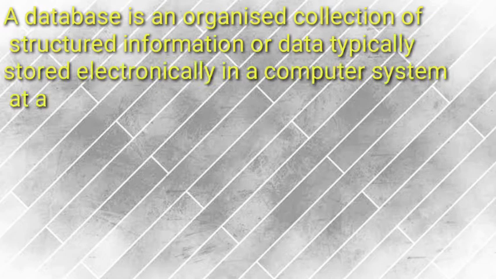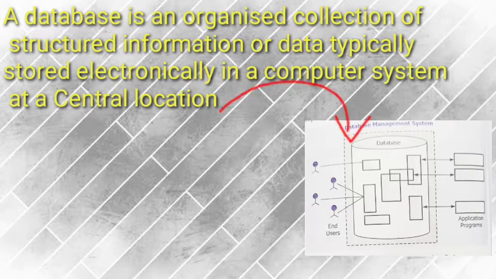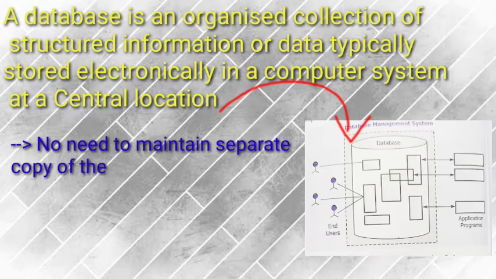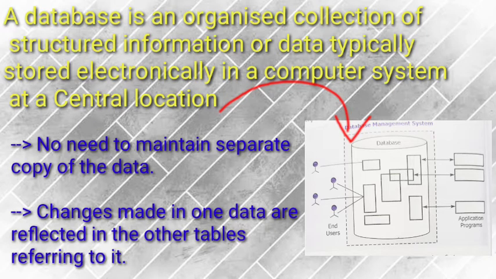That is the reason the database system has been introduced, which is an organized collection of structured information or data stored electronically in a computer system at a central location. Also, a database system does not create a separate copy of the same data. The data is stored in different tables which are linked together, and accessing data becomes very easy.